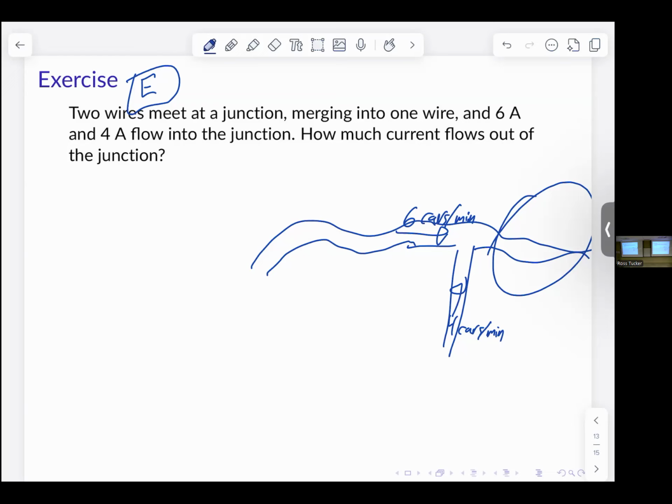Hey, let me ask a follow-up question. Question F. Suppose the 6 amps are going leftward in the top left wire. You have six cars per minute exiting the junction, 4 cars per minute entering the junction. What's the current in the third wire? Put that in question F. I've modified the question now. Question F. What is the current in the third wire? The thing that I've circled here.